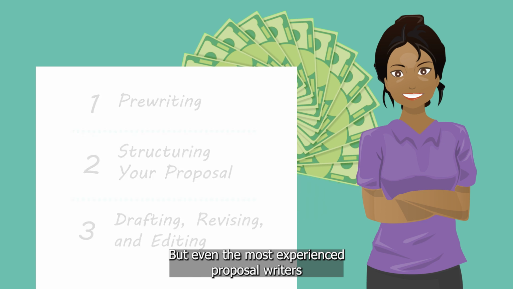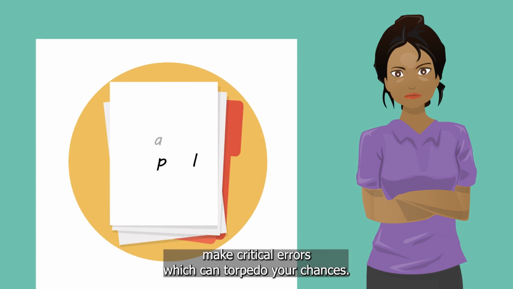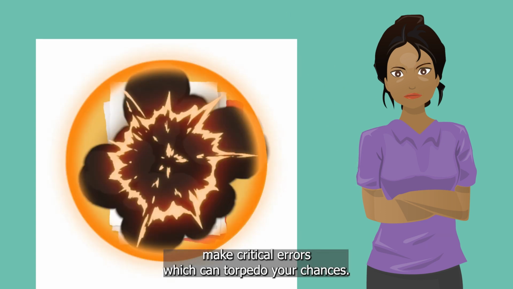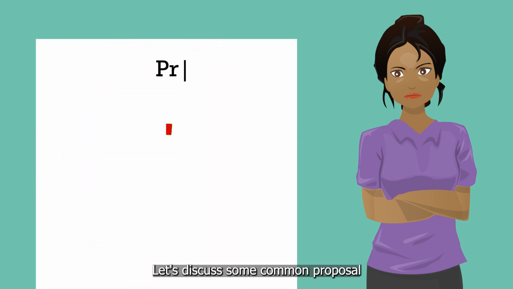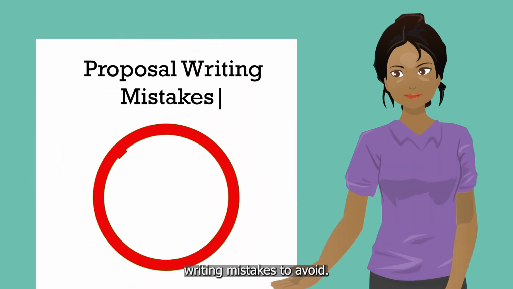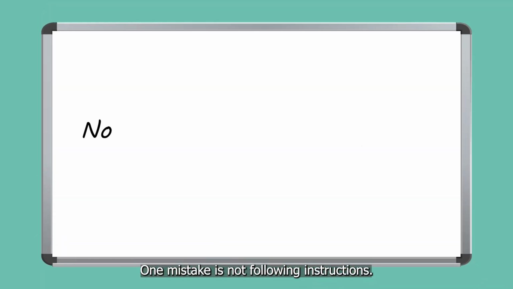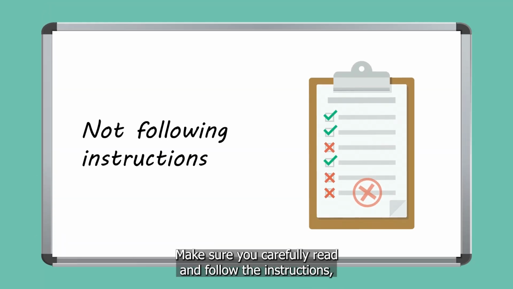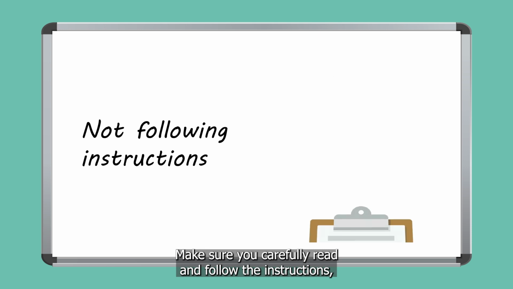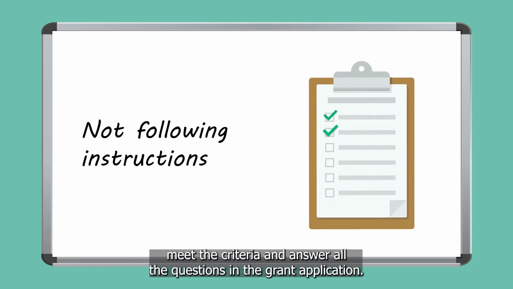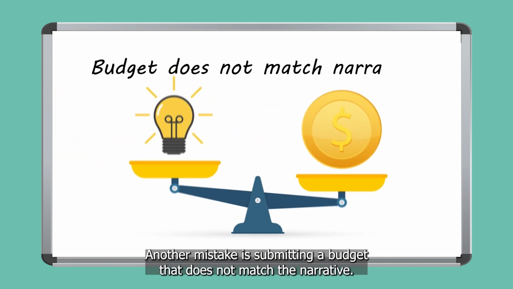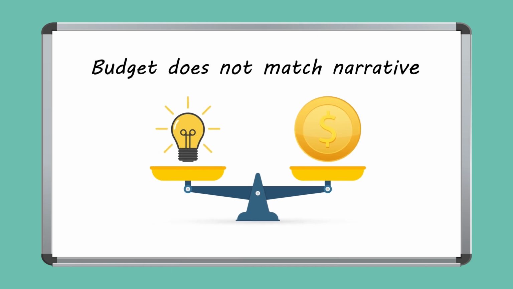But even the most experienced proposal writers make critical errors which can torpedo your chances. Let's discuss some common proposal writing mistakes to avoid. One mistake is not following instructions. Make sure you carefully read and follow the instructions, meet the criteria, and answer all the questions in the grant application. Another mistake is submitting a budget that does not match the narrative.